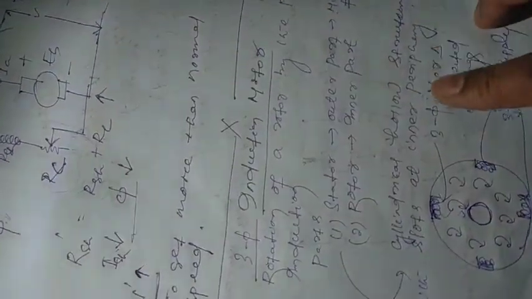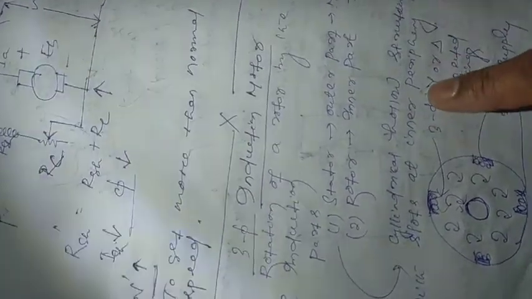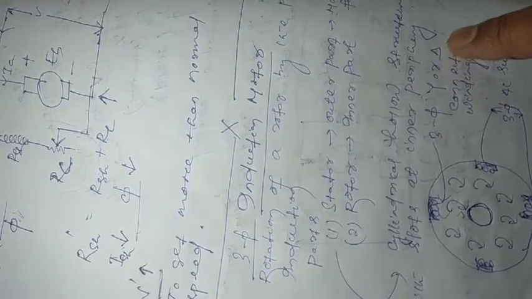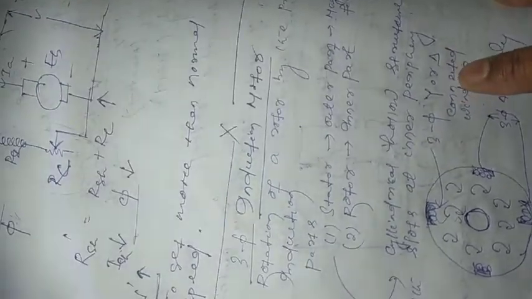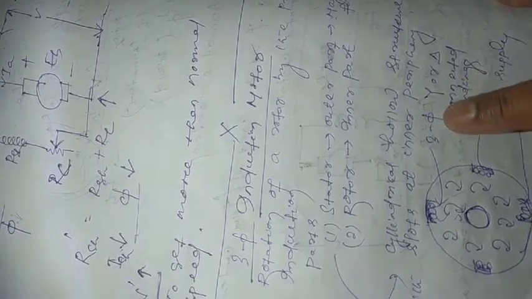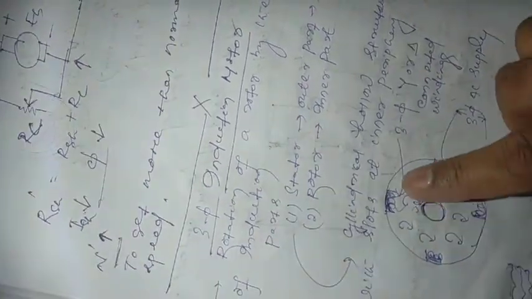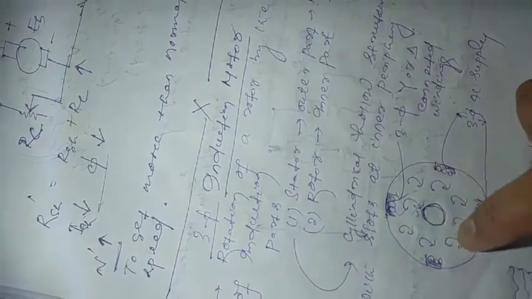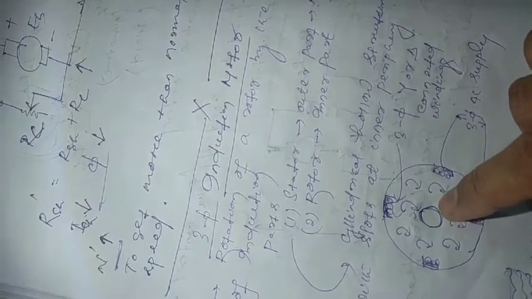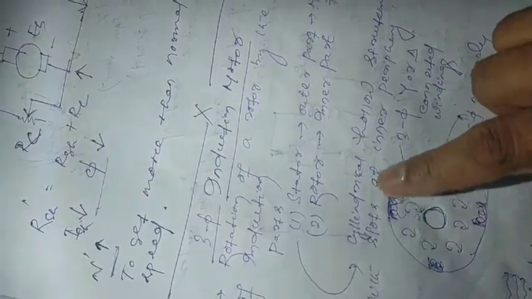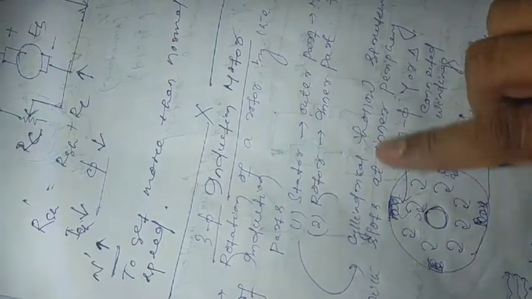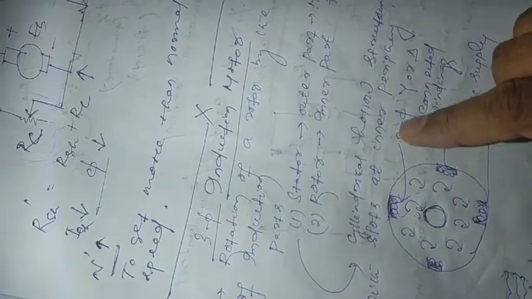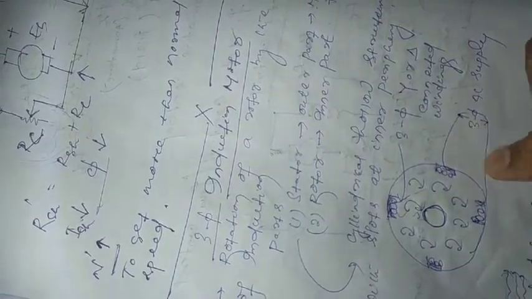Inside that particular slot at the inner periphery, we'll have a three-phase star or Y, or delta connected winding. So we'll have either star or delta connected winding in that particular slot, like this. Now we have to give the supply to these windings. What supply? As it is a three-phase winding, you have to give the three-phase AC supply to these windings.